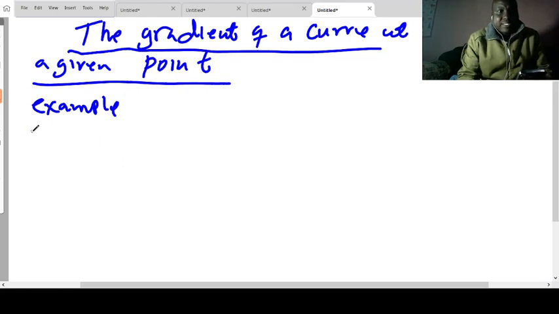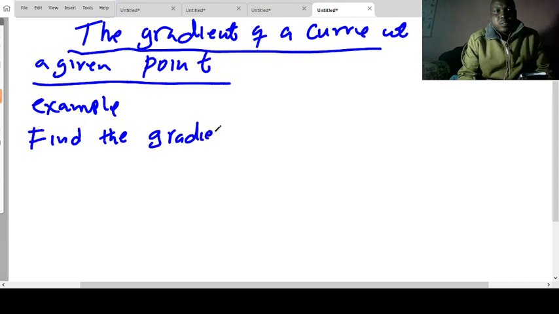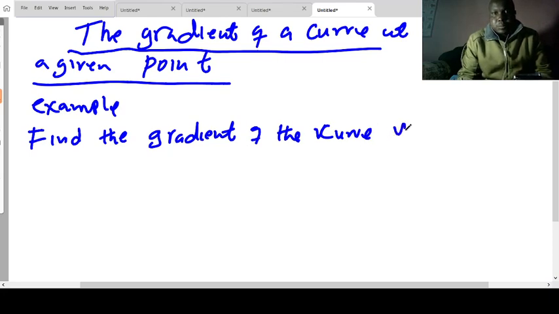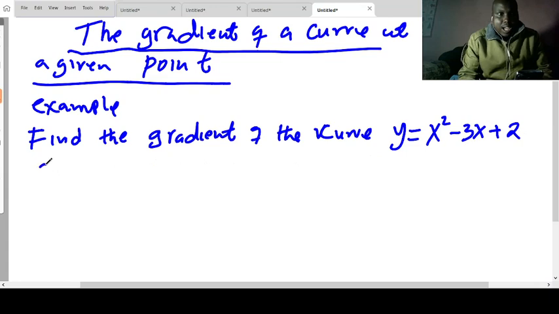Find the gradient of the curve y is equal to x squared minus 3x plus 2 at a point 2, negative 2.